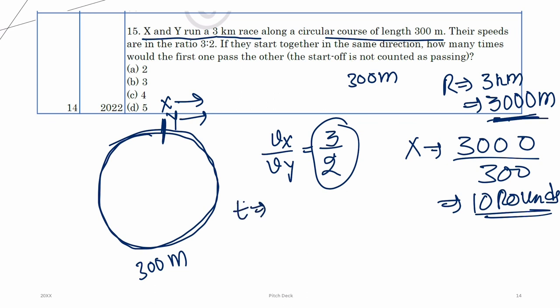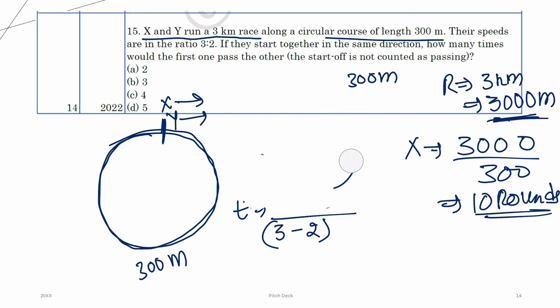The total first is the distance of the track, the circumference, that is 300 by 3 by 2, right? So let's take the ratio of their speed as 3:2, right? So let's say 3 minus 2. No, it could not be this case. Why? Because time is given in the ratio, right? So we have to use another method.